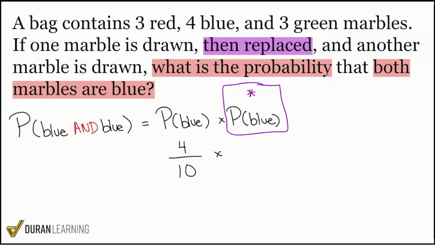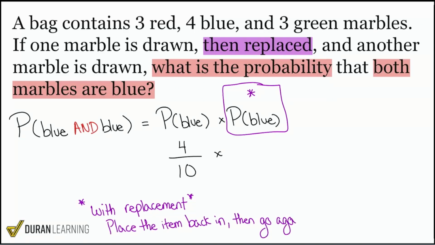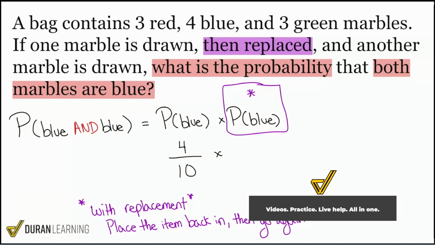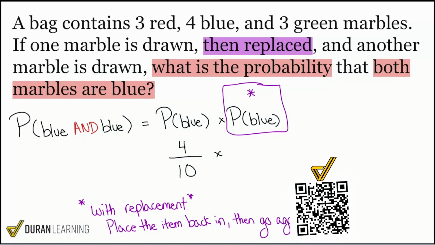Exactly. The replacement, so with replacement, let me write this here with the asterisk. With replacement, what this means is we place the item back. We place the item back in, then go again. That's what that means. So here's how this affects the problem. And this is going to be pretty cool once we get over some of the common mistakes that we're going to make in the next problem. I promise you there's going to be a mistake made, but we're going to handle it with grace. I promise you. So everyone, check this out.